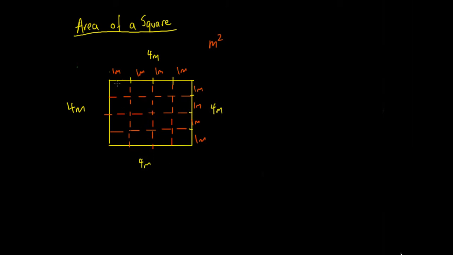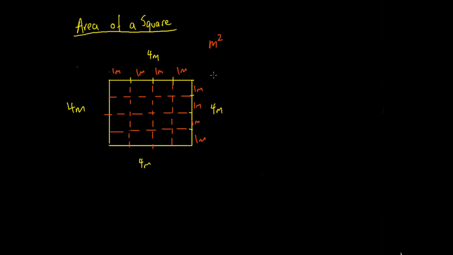What I've also done is I've broken that side length up into smaller 1 meter units. So we can see that this side length here is going to be made up of 4 1 meter units, and this side length here is going to be made up of 4 1 meter units. So what you should be able to see is that our square here is going to be made up of smaller squares. So when we're looking at the area, we're concerned with the amount of space that the shape covers.